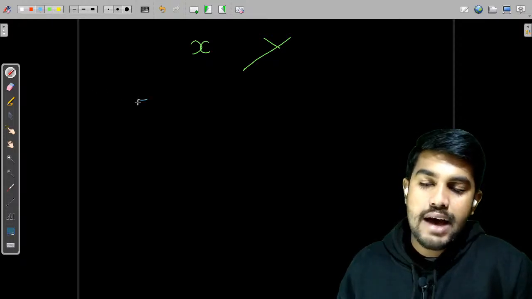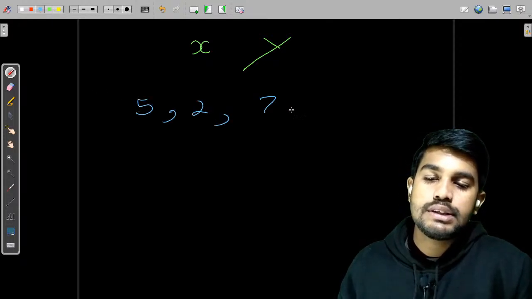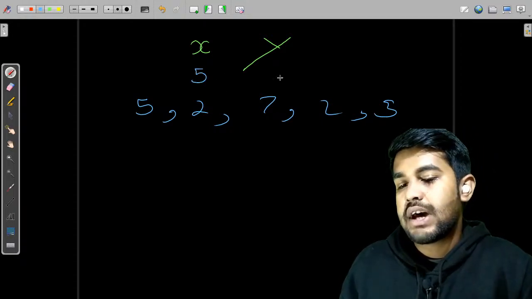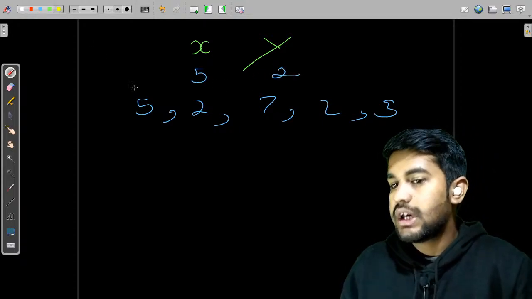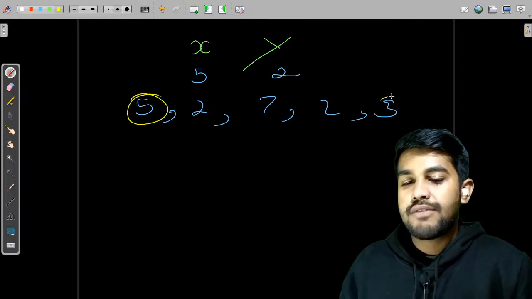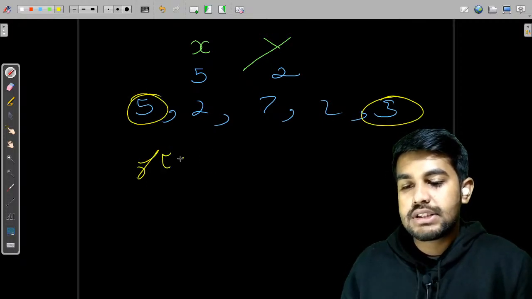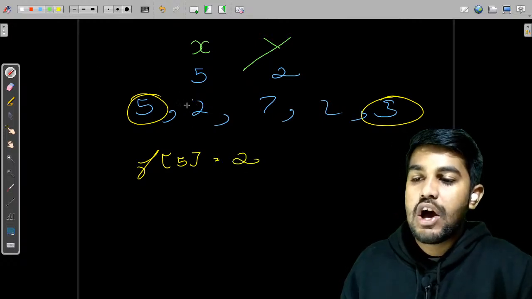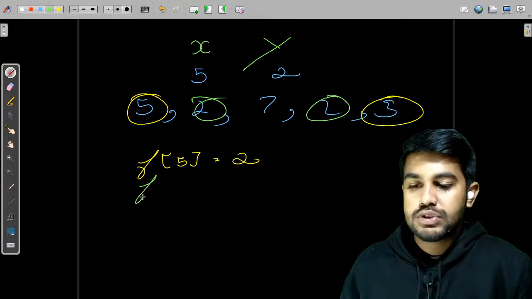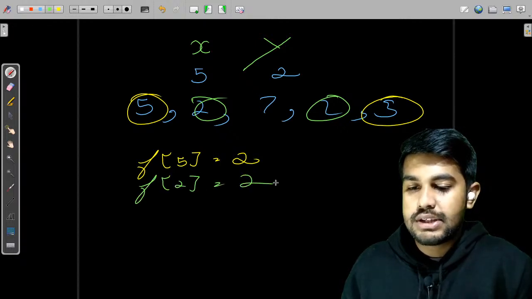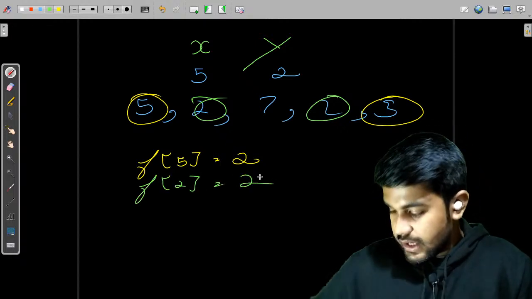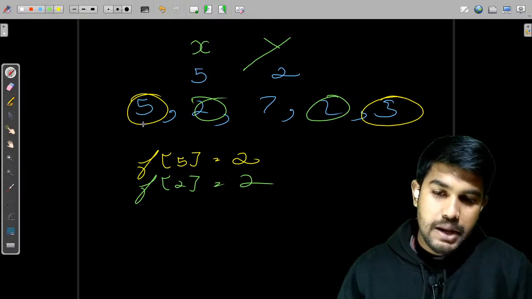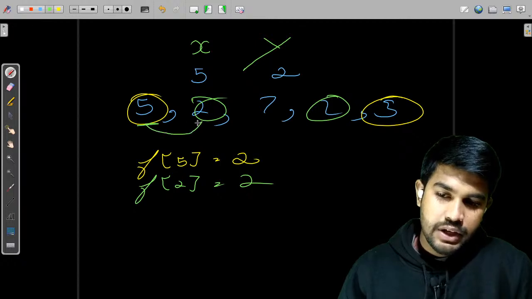So if I have 5, 2, 7, 2 and 5, I suppose this is 5 and this is 2 itself. The frequency of 5 is 2, so the frequency of 5 is equal to 2, and the frequency of 2 is 2, so the frequency of 2 is equal to 2. Fair enough. So now what I can do is make a pair of this with the frequency of this as well as this.